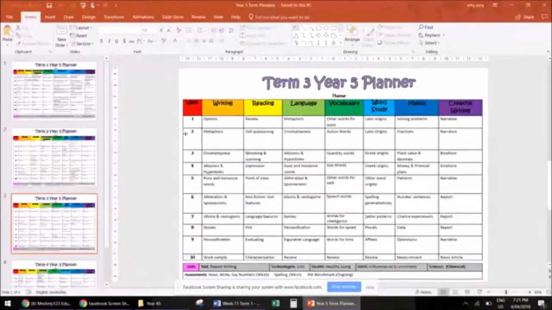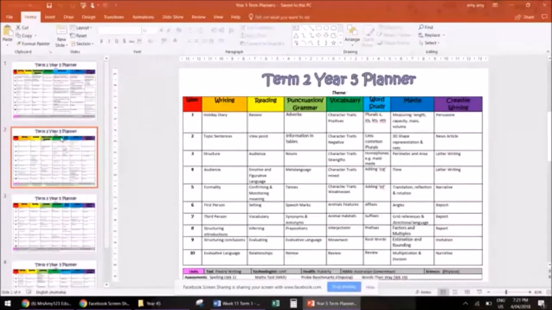So again, here's the planner, and these are all free, available online. You just sign up for them, and I know a couple of people asking for the link, so I will put that back in for you. And I've redone it now, so you actually get all the planners for all the year levels in one email instead of having to sign up numerous times to get all the different year levels. It's just all in one email now.